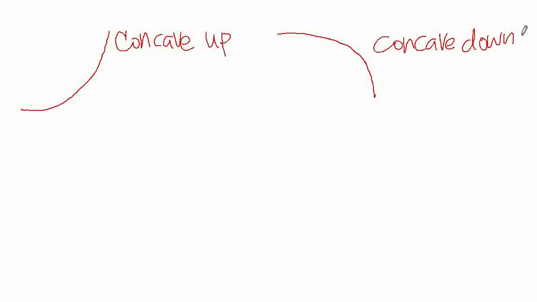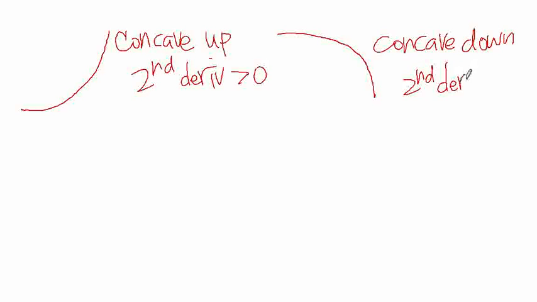One way that you can tell the type of concavity, the type of bending, is from the second derivative. The second derivative is the derivative of the derivative function. If something is concave up, it means that the second derivative is positive. If something is concave down, it means that the second derivative is negative.